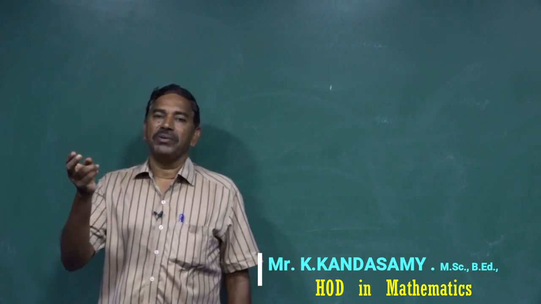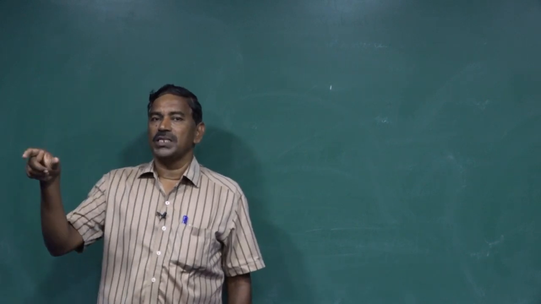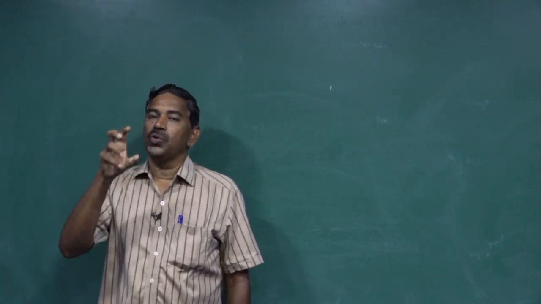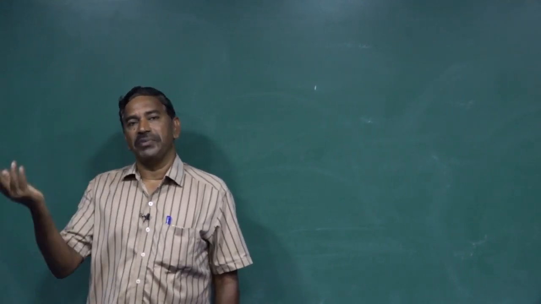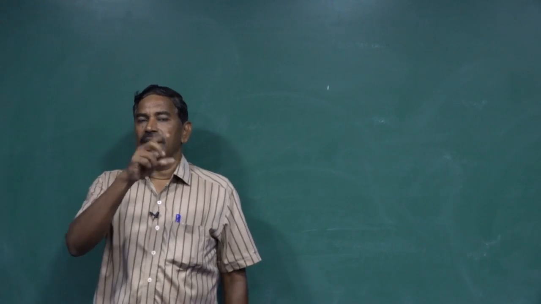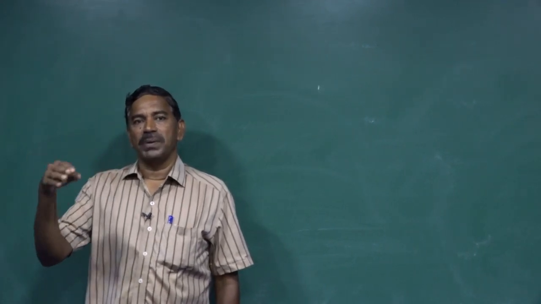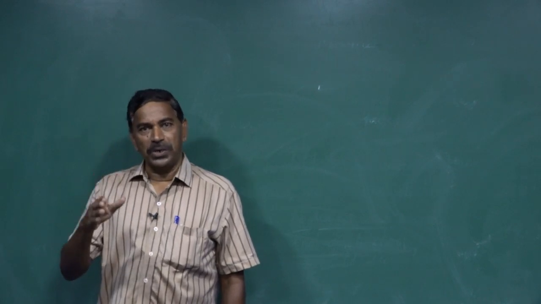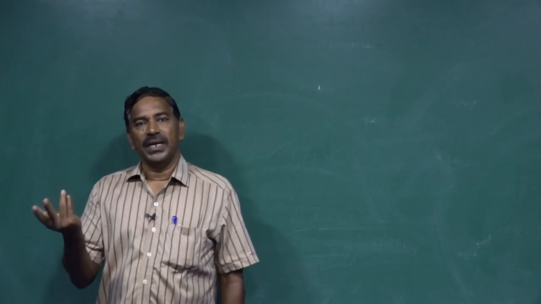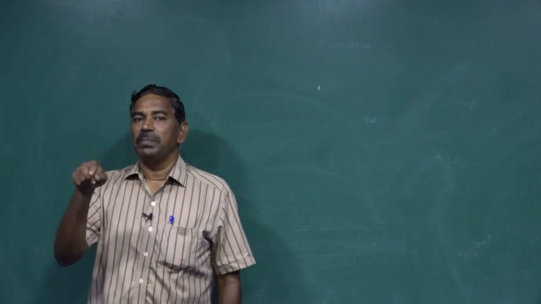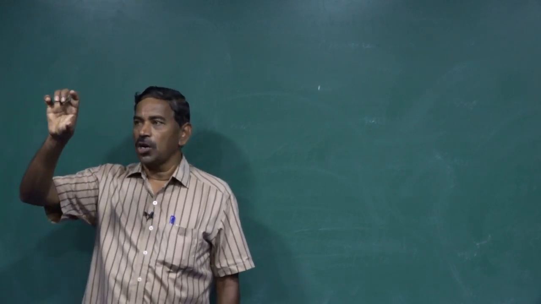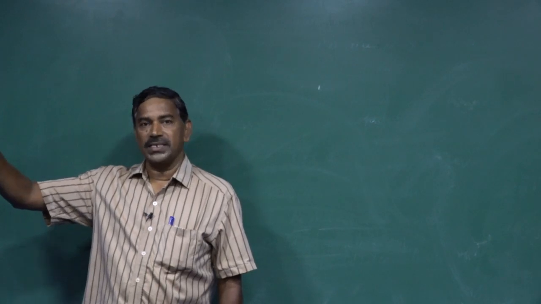A vector cross B vector equals modulus A vector into modulus B vector into sin theta into n cap. Next, the working rule to find A vector cross B vector. Let A vector equal A1i plus A2j plus A3k, and B vector equal B1i plus B2j plus B3k. Then A vector cross B vector is equal to the determinant with ijk; the first row is always fixed as ijk.